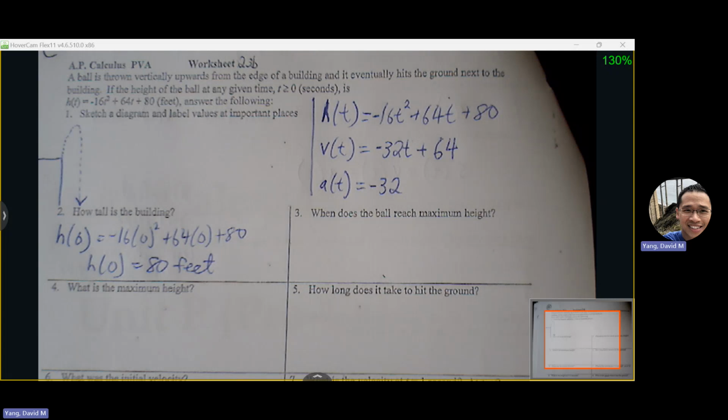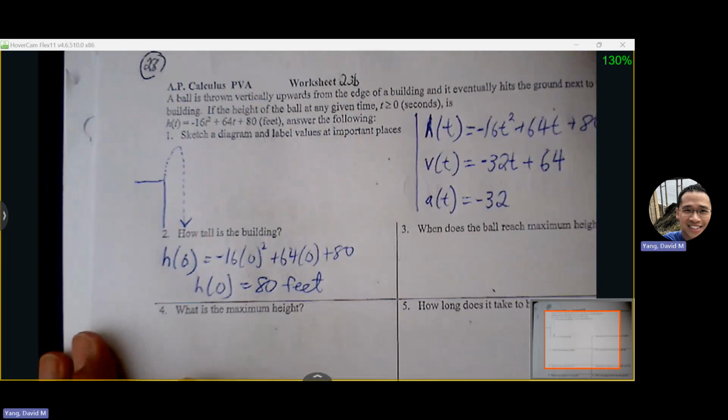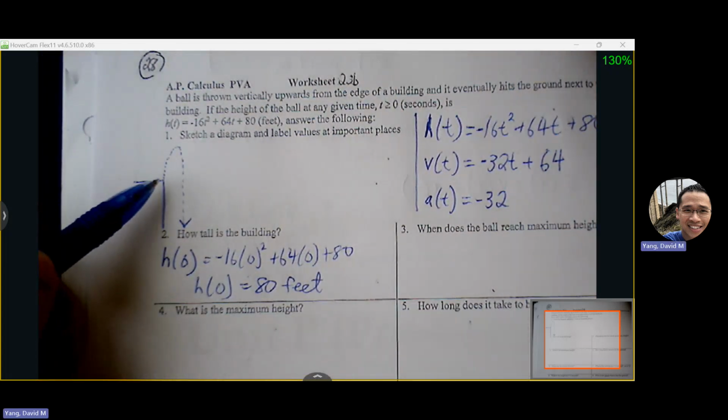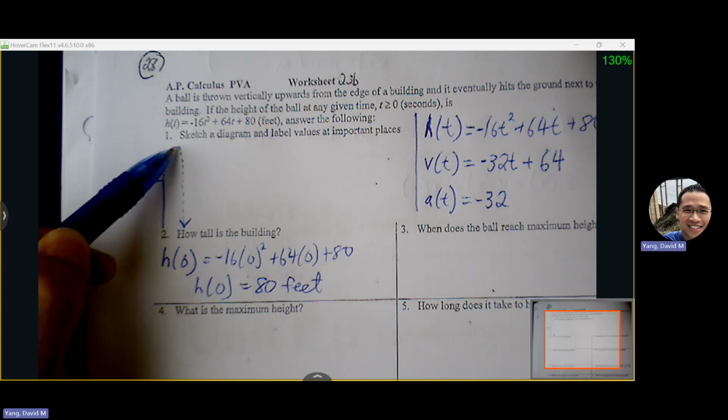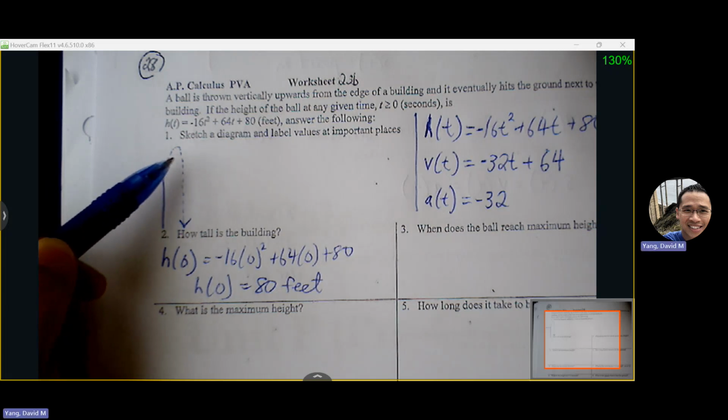So let's look at number 3 here. When does the ball reach maximum height? So if we think about this ball's movement here, initially this ball is going to have positive velocity, but what's going to happen when it reaches its peak? Momentarily, the ball is going to have what? A velocity of 0, right? If you throw it straight up, then it's going to have this moment when it's not going to be moving at all because it's going to eventually make its way down, right?